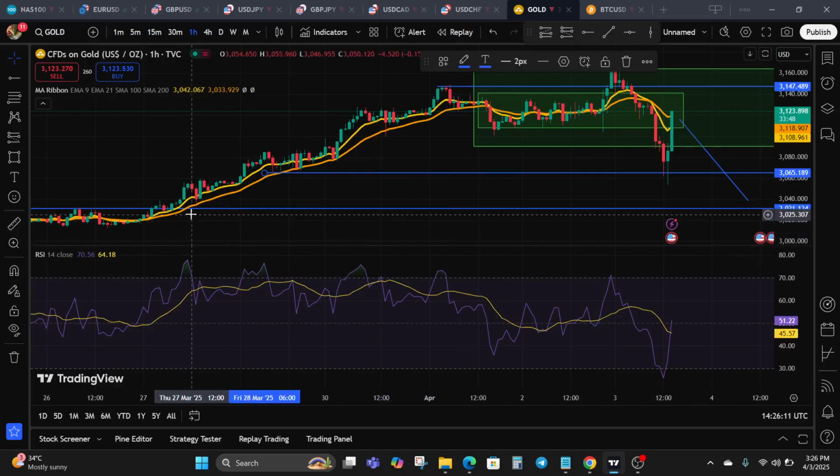Okay. For example, we can see this zone, at this particular zone, you can see there was a rejection here, but when price got there again, it got rejected. All right.